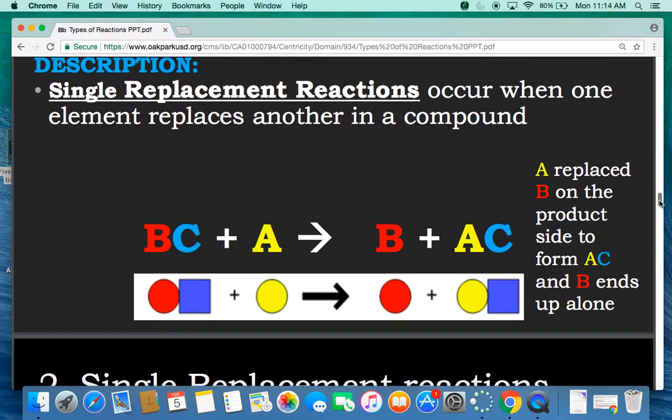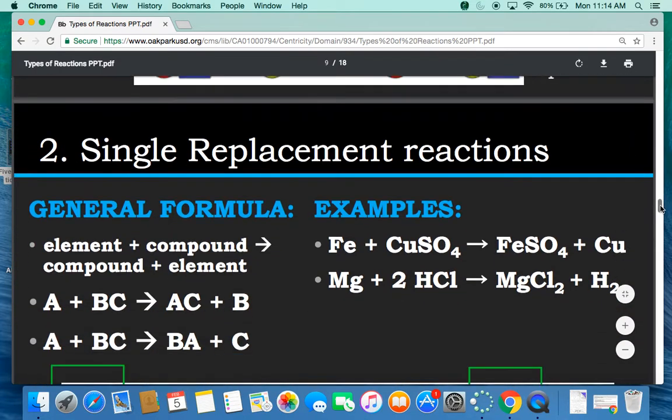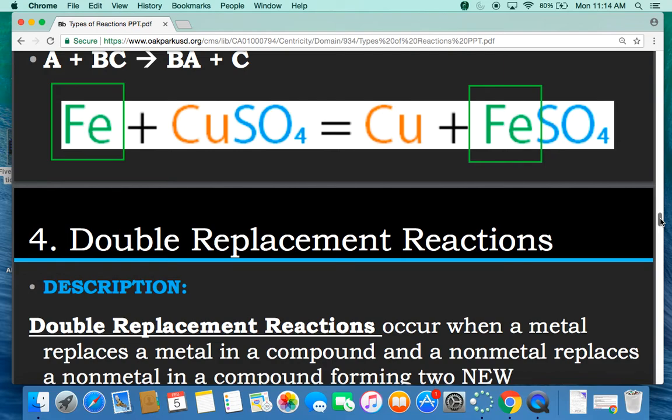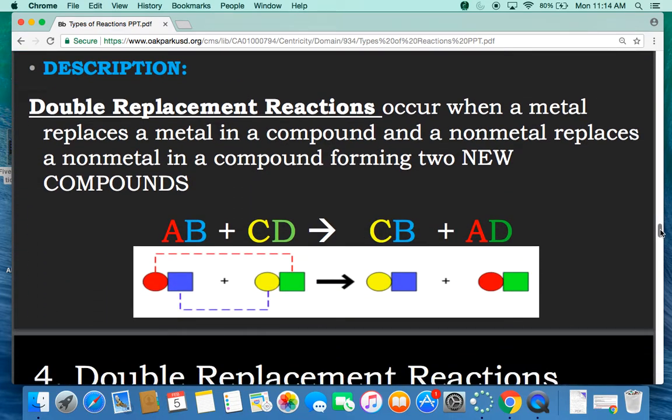Next one, and he's going to give you an example. He'll give you an example, and we'll get into it in gory detail. And the other one is double replacement reaction, which is exactly what you think. You replace, you switch both things, okay?